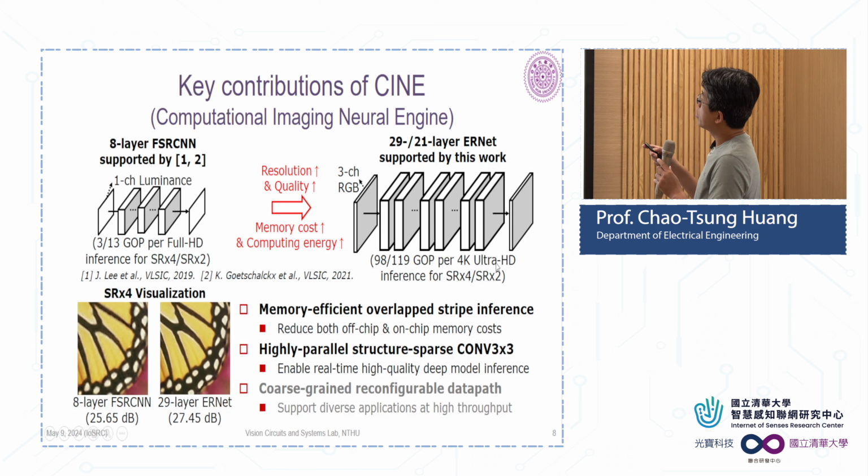So by using a deeper network, we can have a better visual quality as shown here. But because we increase the resolution and the depth together, we also raise the memory cost and the computing energy. So to address these two issues, we propose a memory efficient overlap stripe inference flow to reduce the memory cost, and also a highly parallel structure-sparse convolution engine to reduce computing energy.